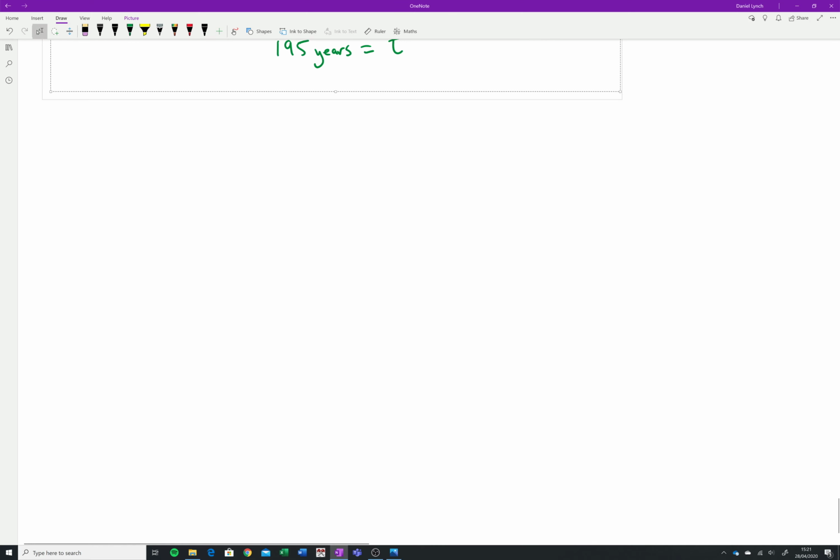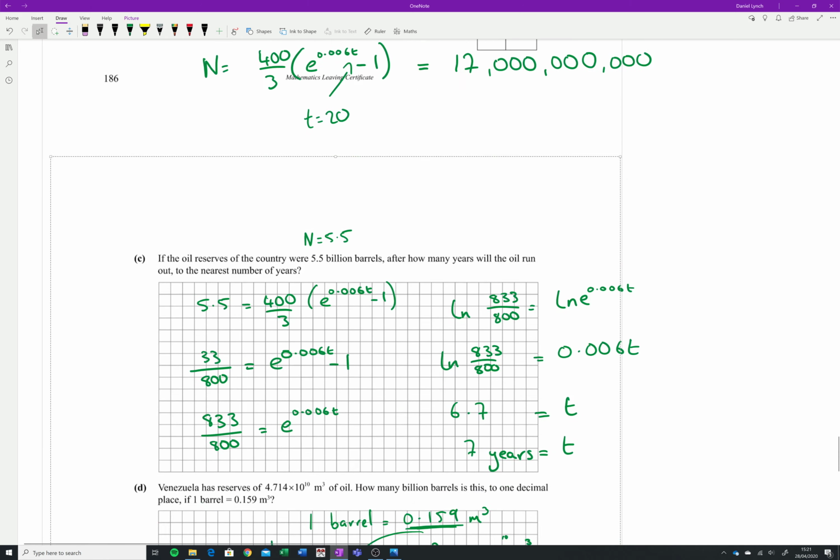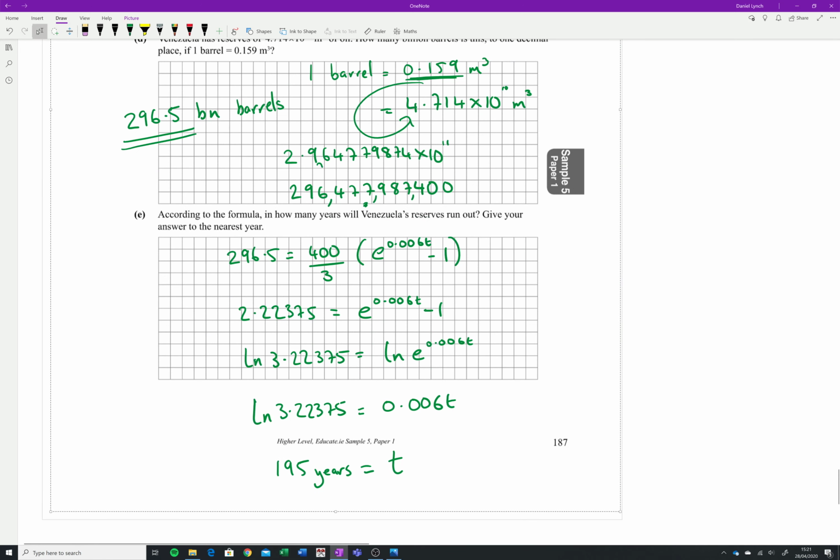Any more questions on that? No. Okay, that's that one. That was a relatively short one for question 9, and one that you should be hoping to score well.